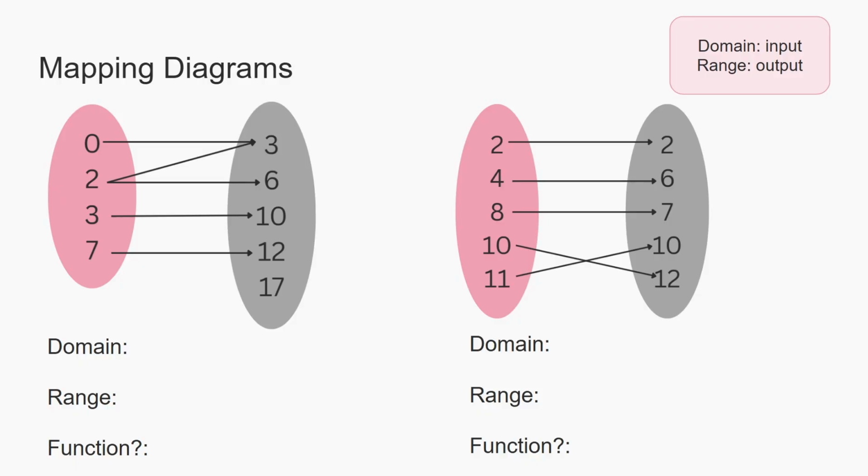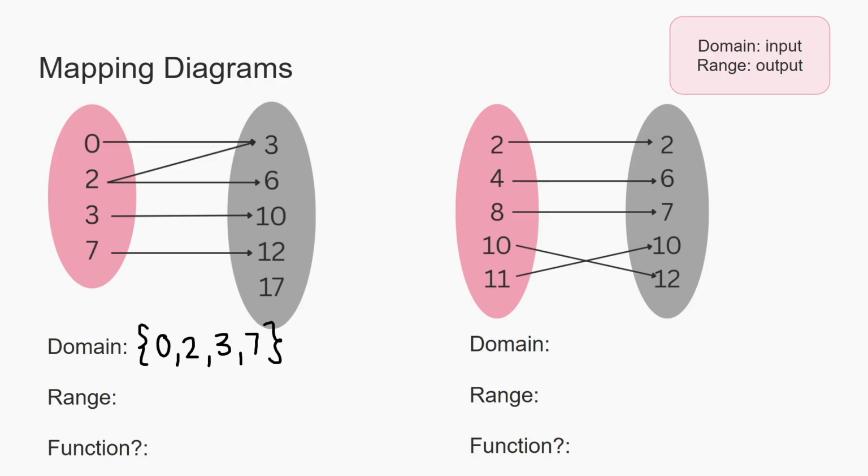Now, let's take a look at some mapping diagrams. Our domain is going to be our input, or this left side, and our range is going to be our output, or this right side here. So let's start off with our domain. It's going to be this left side, so 0, 2, 3, and 7. We have 0, 2, 3. We still want to write it in increasing order like last time.